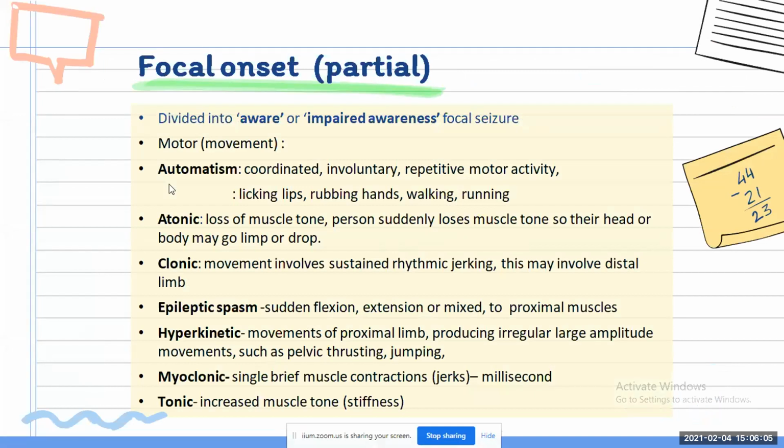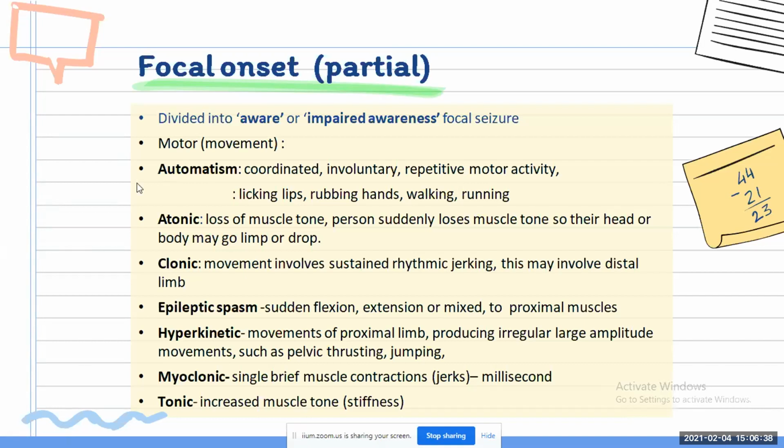The focal onset is basically the seizure that occurs at a particular part of the brain. It is divided into aware or impaired awareness focal seizure based on the patient's status during the attacks. It is further divided into motor and non-motor focal seizure. The motor, as we know, involves movement. So there is a list of the classification. I will just go briefly.